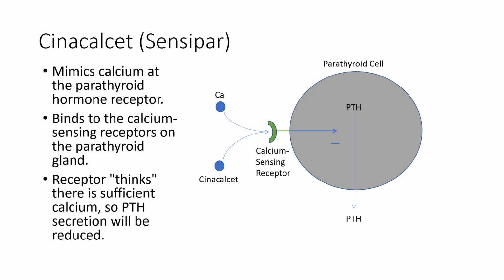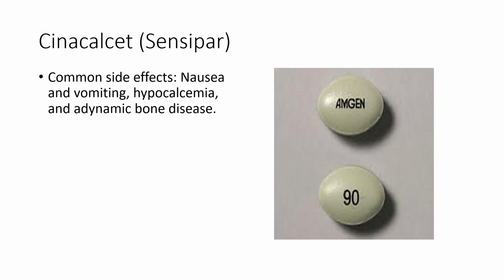The medication is used typically to treat secondary hyperparathyroidism. Cinacalcet or Sensipar is generally well tolerated. Common side effects include nausea and vomiting. You can also see low calcium or hypocalcemia. And if you lower the parathyroid hormone too much, then you can cause adynamic bone disease.